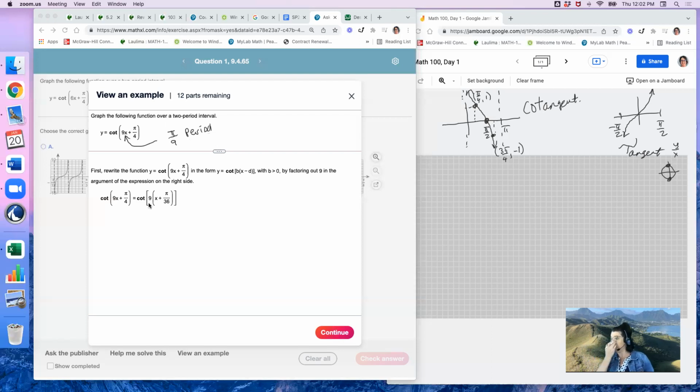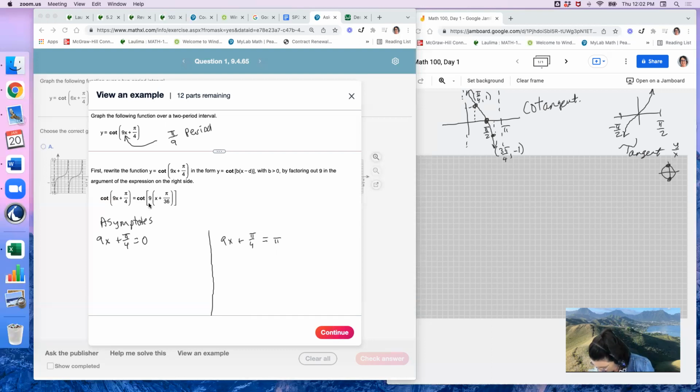Now our original asymptotes were at 0 because it's cotangent and at pi because it's cotangent. So to find our new ones, what we do is we just take whatever is happening inside cotangent, so it's 9x plus pi over 4, and we just set that to what it used to be, those original asymptotes.